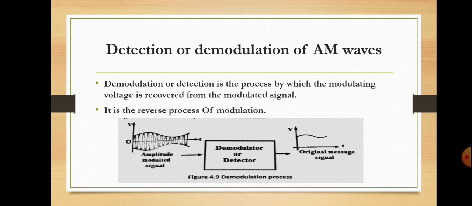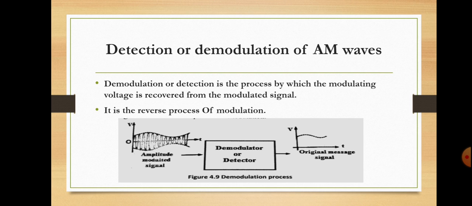So next we will go to, up to this we have discussed the generation of AM wave. That means we discussed how AM waves are produced from the modulating signal and carrier signal. Next we will go to the detection or demodulation of AM wave. Actually, detection or demodulation is the opposite or reverse process of modulation. That means demodulation or detection is the process by which the modulating voltage is recovered from the modulated signal.